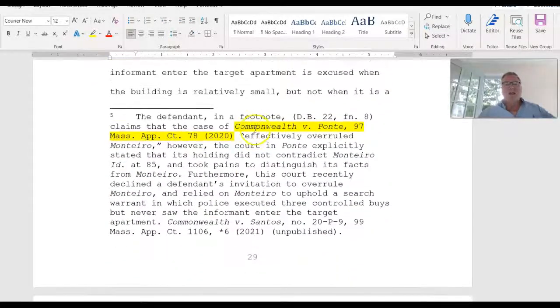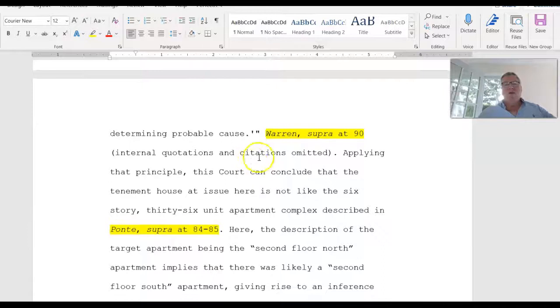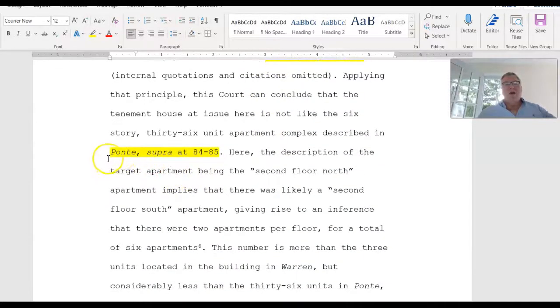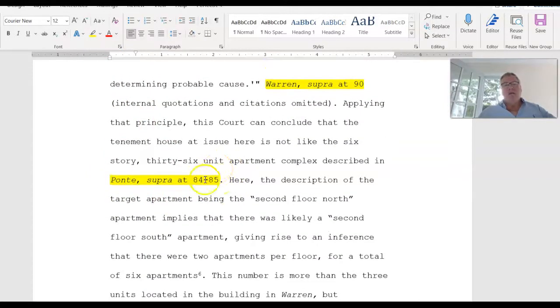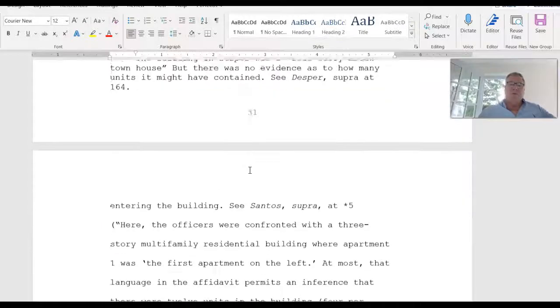Here's another example: Commonwealth versus Ponte. I cited it once in full. And then we go down, and there's Warren. And I say Ponte supra, meaning it's way back, it's back there somewhere. And then I put the page number that I'm talking about, at 84 to 85. So in this particular case, I'm directing the reader to support my argument. I want the reader to go to pages 84 and 85 of Ponte. Okay? That's what we're talking about.